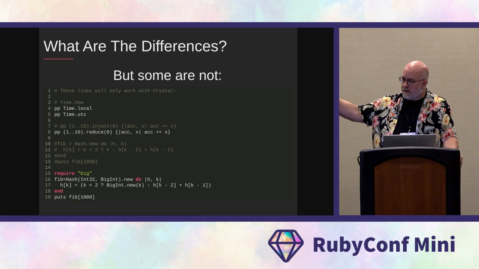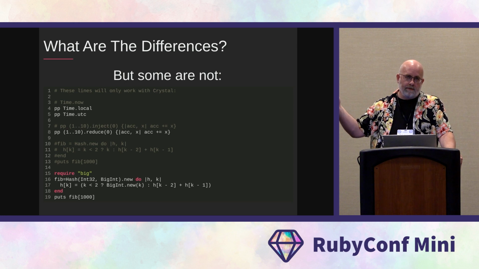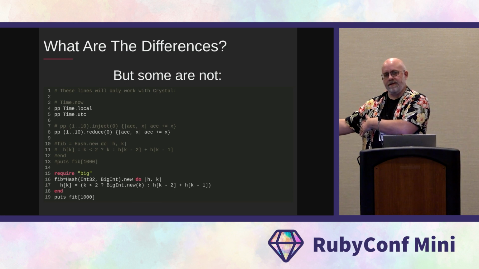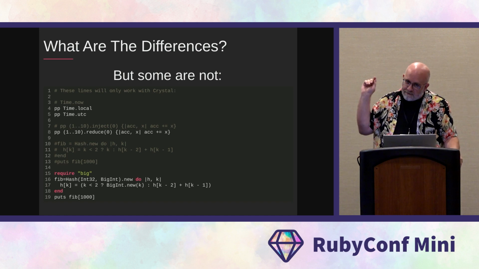In Ruby, you do time.now. Crystal doesn't have a time.now. It has a time.local or a time.utc, depending upon whether you want the time now in local time or the time now in UTC time, but it doesn't have a time.now.